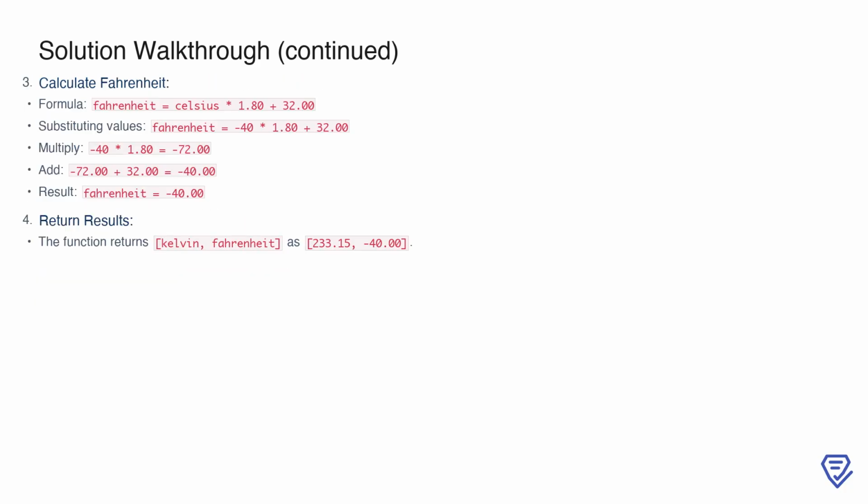Finally, we calculate the Fahrenheit equivalent for minus 40 degrees Celsius. Using the formula Fahrenheit equals Celsius * 1.80 + 32.00, we substitute minus 40 for Celsius. First, we multiply minus 40 by 1.80, which gives minus 72.00. Then, we add 32.00 to minus 72.00, resulting in minus 40.00 degrees Fahrenheit. The function returns the results as a list, 233.15 for Kelvin and minus 40.00 for Fahrenheit, completing our solution for this example.